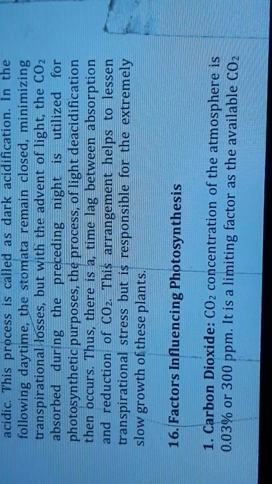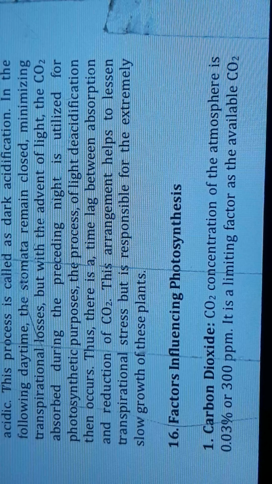In the following daytime, the stomata remain closed, minimizing transpirational losses. But with the advent of light, the carbon dioxide absorbed during the preceding night is utilized for photosynthetic purposes. The process of light deacidification then occurs. Thus, there is a time lag between absorption and reduction of carbon dioxide. This arrangement helps to lessen transpirational stress, but is responsible for the extremely slow growth of these plants.